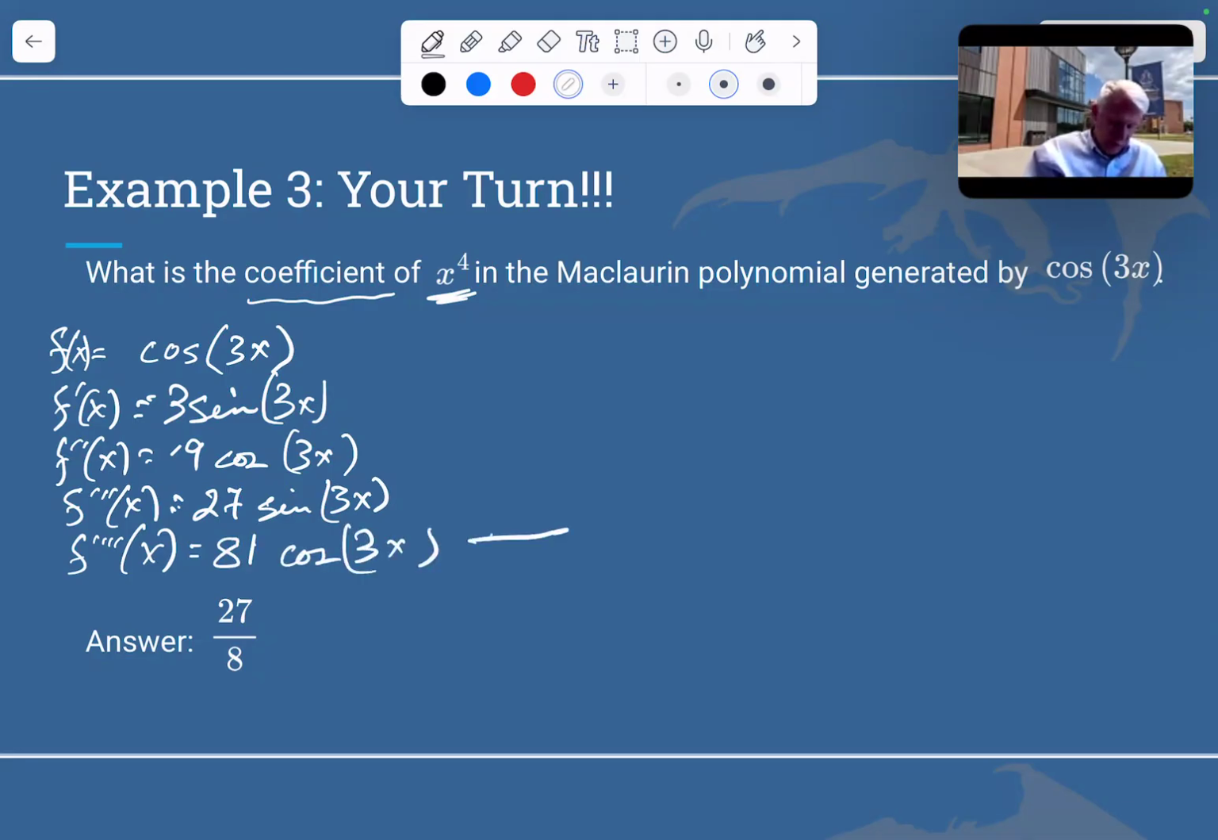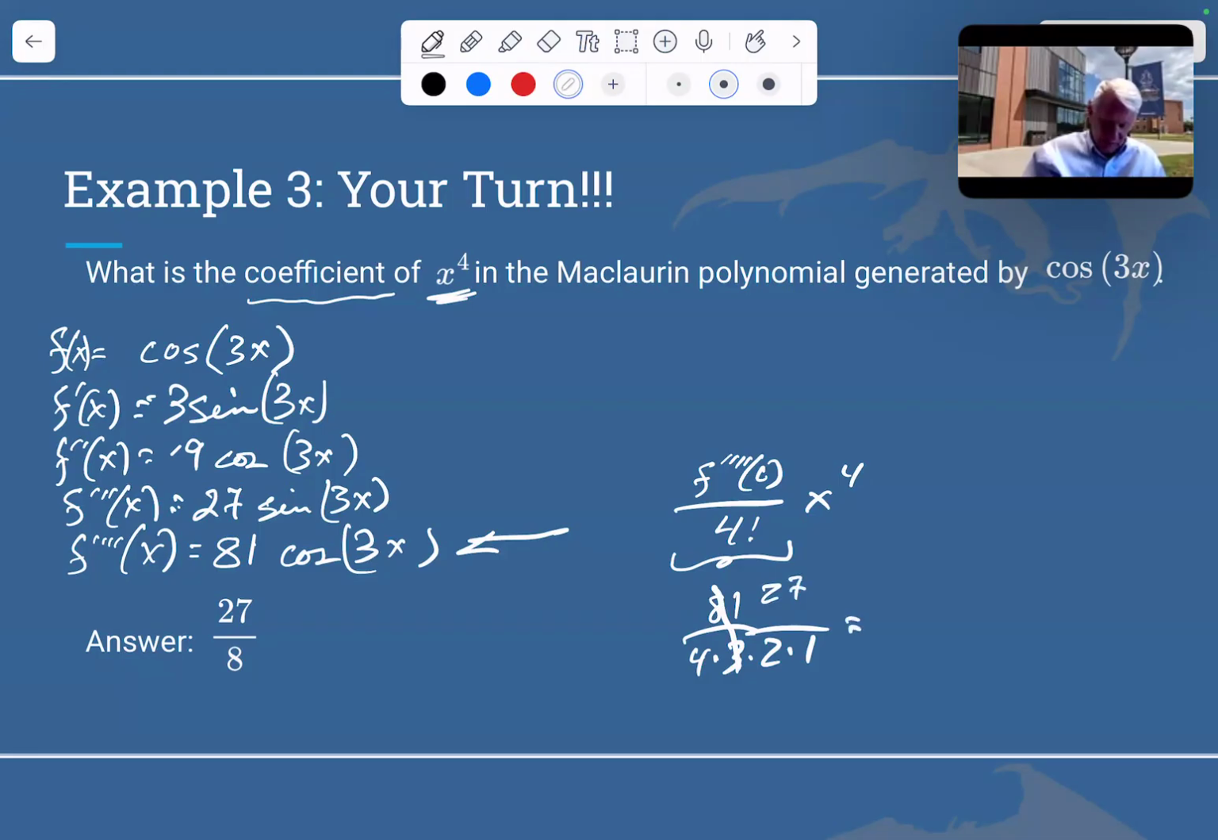Now, we're looking at the coefficient here, so remember that this is going to be the fourth derivative at 0 over 4 factorial x to the fourth. So we're not interested in the x, we're actually interested in this. So if I plug 0 in, I should get 81 over 4 times 3 times 2 times 1. 3 goes into 81 27 times. So I should get 27 over 4 times 2 is 8. And that's why I get the answer of 27 over 8.